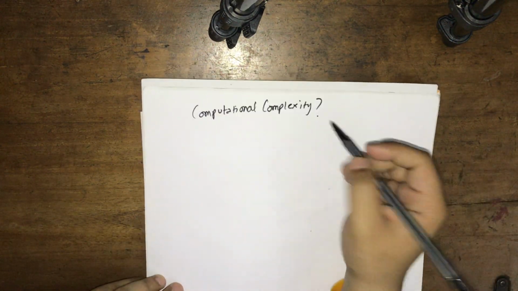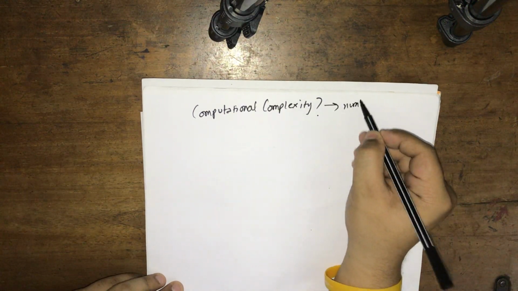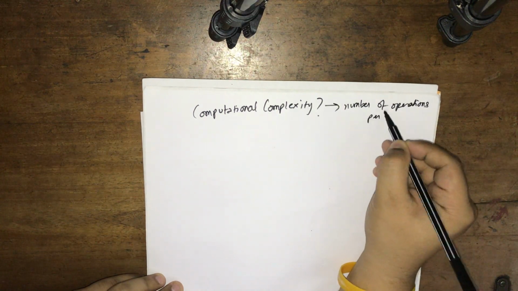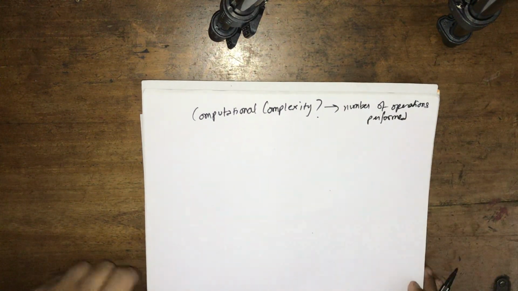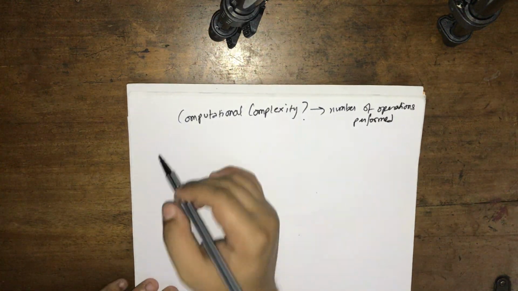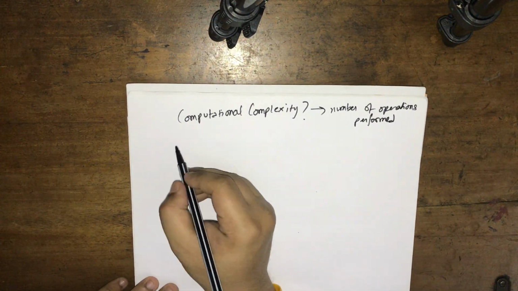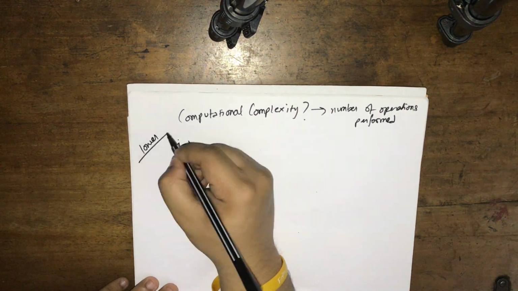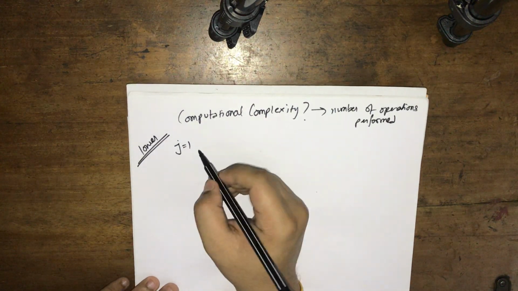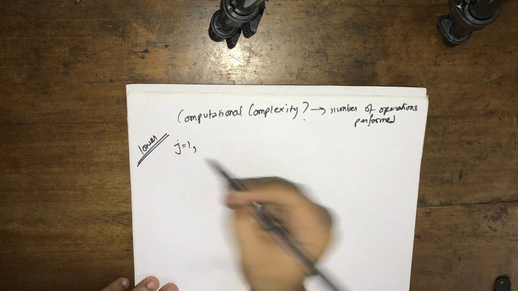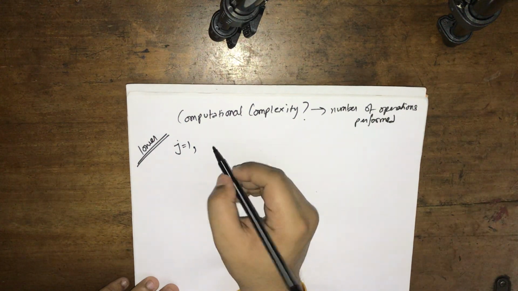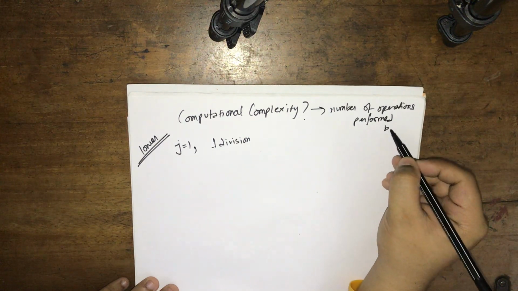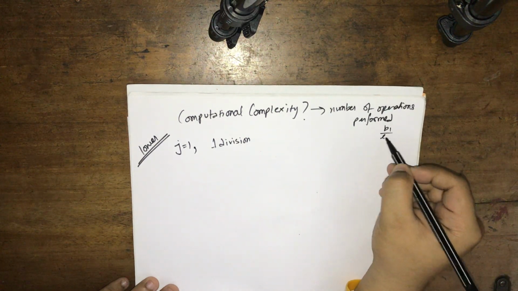What is it? It's basically the number of operations performed, right? Let's think about our previous example for a lower triangular matrix. When j equals 1, we are performing only one division, which was b1 divided by L11.